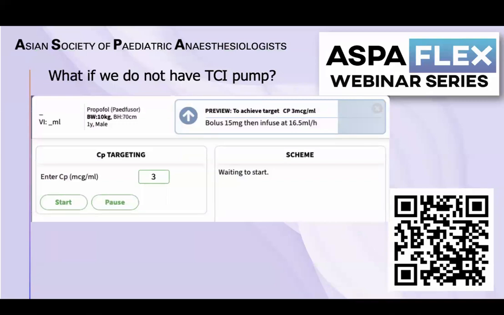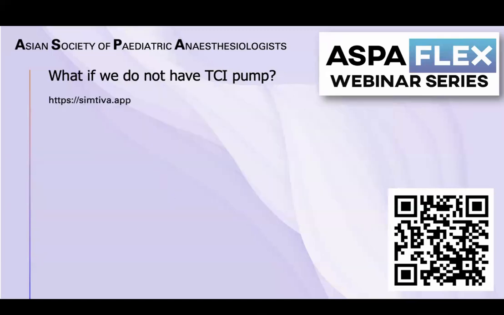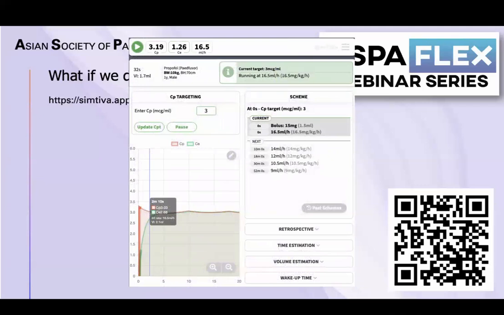Then we put in the CP that we want to target, and in the preview box above, we see that it teaches us to give a bolus of 15 mg and then infuse at 16.5 mL per hour. After pressing start, it will display a graph that shows us what the CP and also the CE level is. On the right side, it will also show us when to change the infusion rate. So we see that in 10 minutes, we'll decrease the infusion rate to 14 mL per hour. And at 18 minutes, we'll decrease the infusion further to 12 mL per hour, and so on.